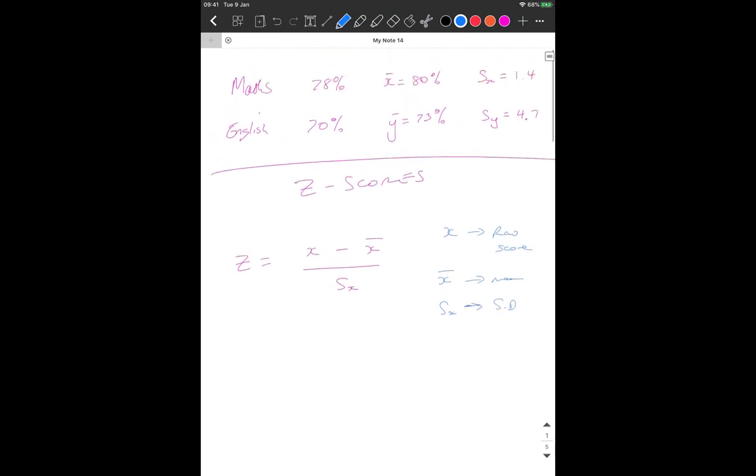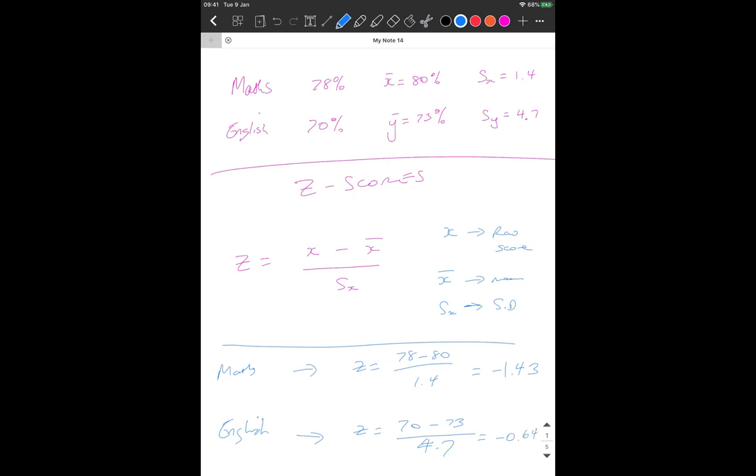And so if we do the analysis for both of the topics up the top, we can work out the z-score for each. So maths, the z-score would be 78 minus 80 over 1.4, and English, the z-score would be 70 minus 73 over 4.7. And we can just do that on the calculator. So the first one, 78 minus 80 over 1.4 is negative 1.43. And the next one, 70 minus 73 over 4.7 is negative 0.64.